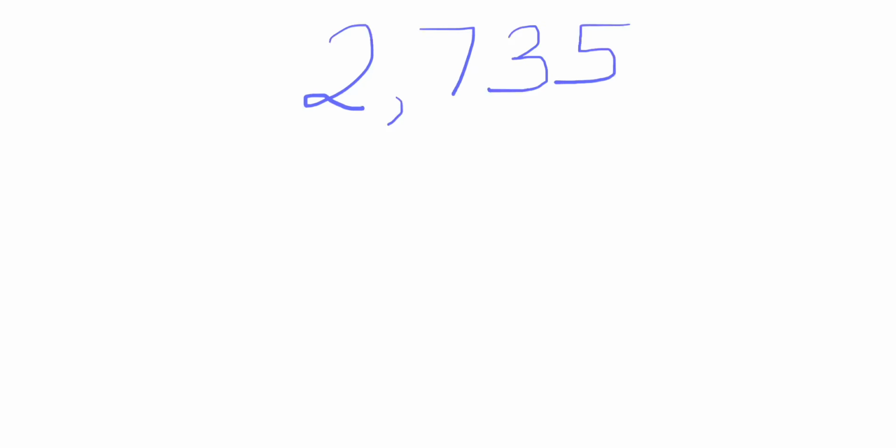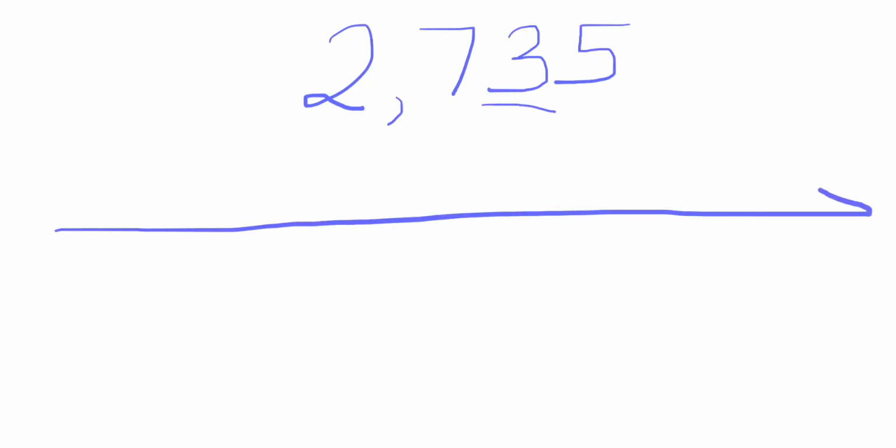So look at this number, boys and girls. What digit is sitting in the tens place? I hope that you said 3. So 3 is in the tens place. So that 3 right there is worth 30. So I am going to draw myself a number line to visually see where that number is going to fall.